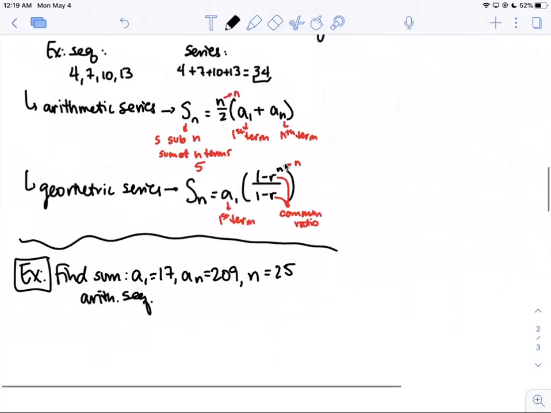Plug and chug. If we want to keep up our color coordinating skills, which I love, we'll make this guy yellow, and we'll make this guy green.